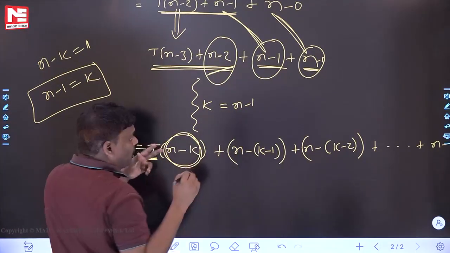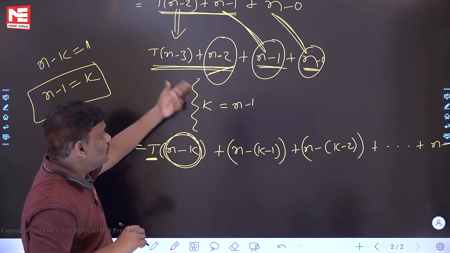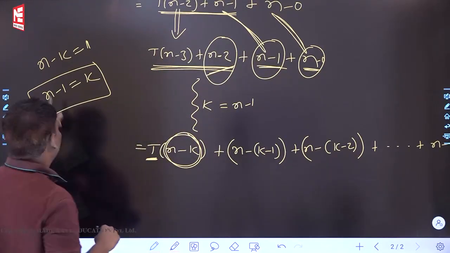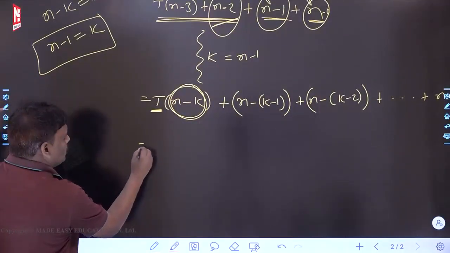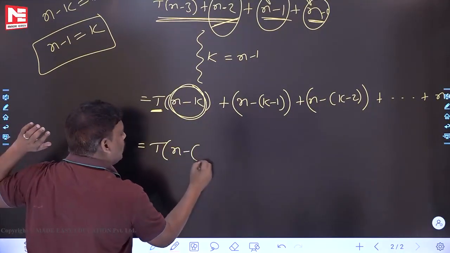K times I have done, some people are asking, k times you have done, it's okay. But what is the k value? K value is n minus 1. Then only I can stop. Let me replace the k value with n minus 1. T of n minus k is T of n minus 1.